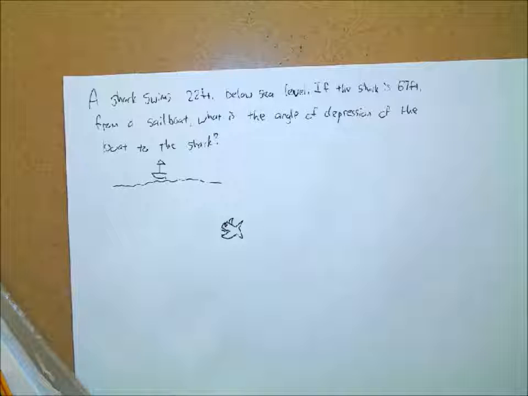Okay, here's one. So the 67 here, be careful, is the distance from the sailboat to the shark. So you might actually want to draw your vertical from the boat down. So the distance from 67 feet is from the boat to the shark. Don't ask me how we know that in this case, but we know that distance. So it's a hypotenuse.